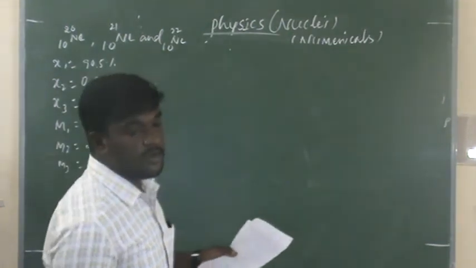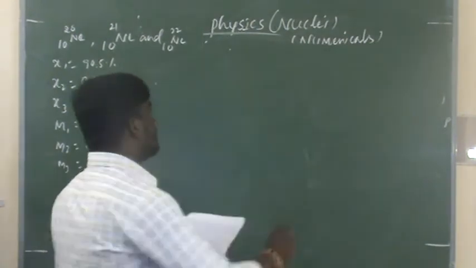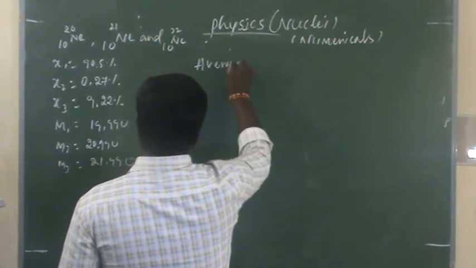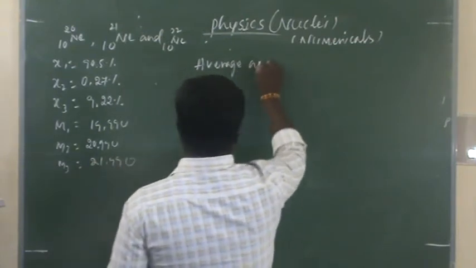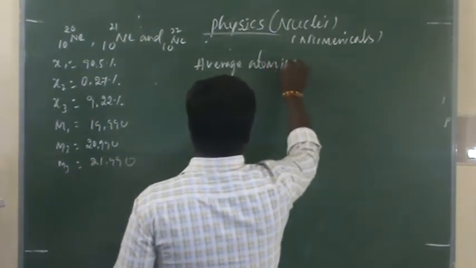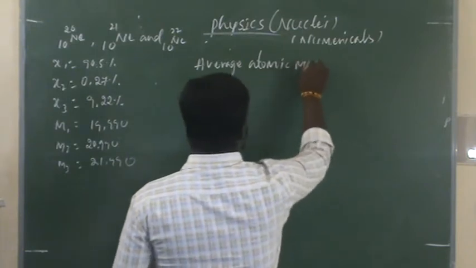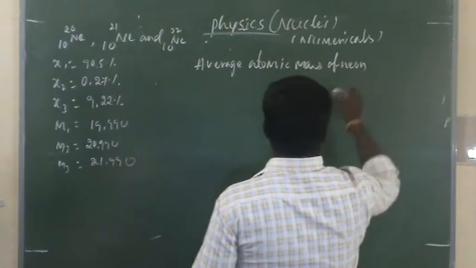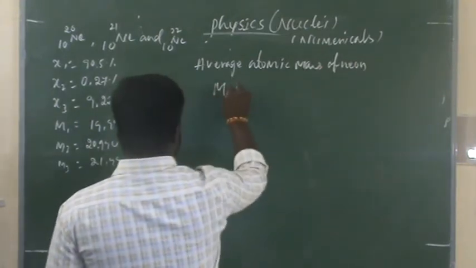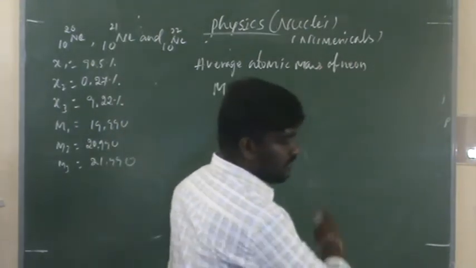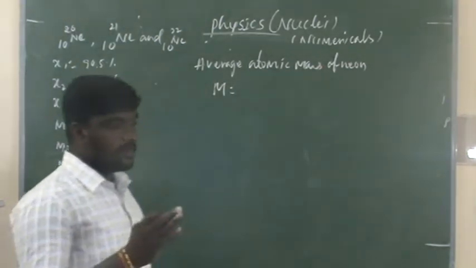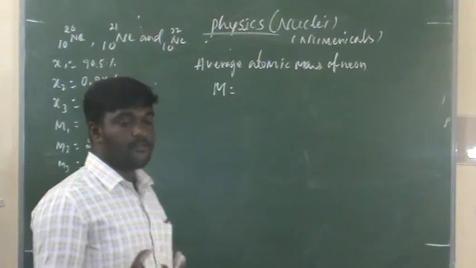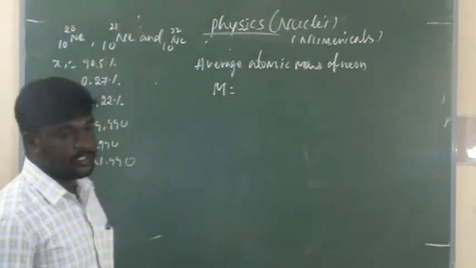So we know the formula of atomic mass. Here the average atomic mass of neon is equal to capital M. Also, I already told you in the previous problem, our atomic mass is equal to the weighted average of the isotopes in nature.